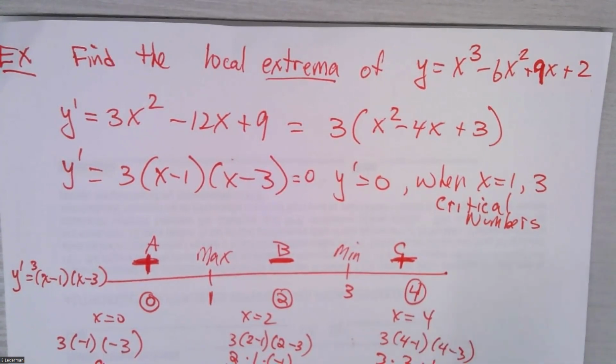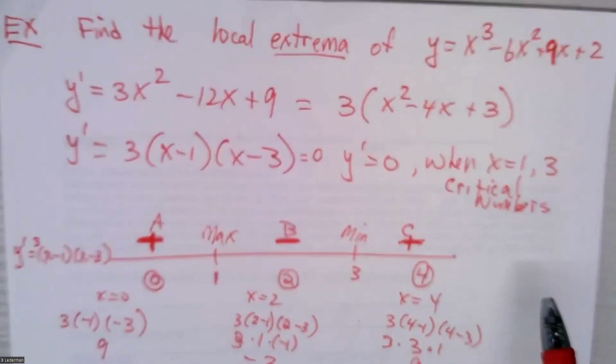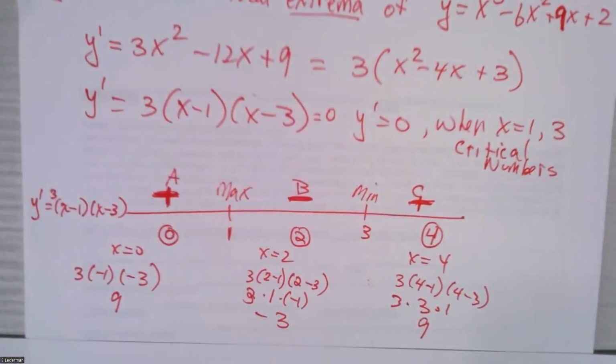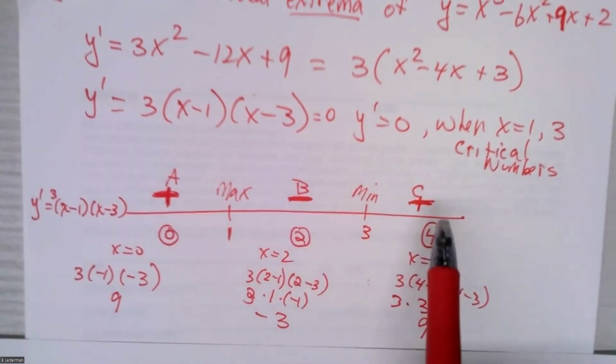That's my last test point. So I get 3 times 4 minus 1 times 4 minus 3, which is 3 times 3 times 1, which winds up to be 9. And it all works out. So I have a positive, negative, and a positive.